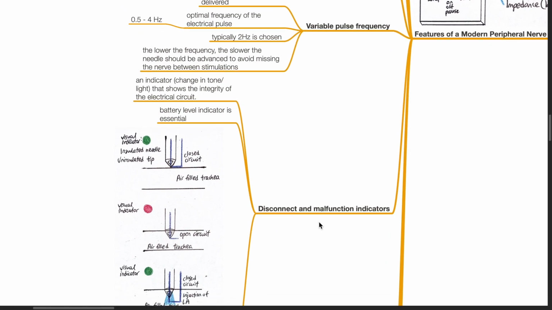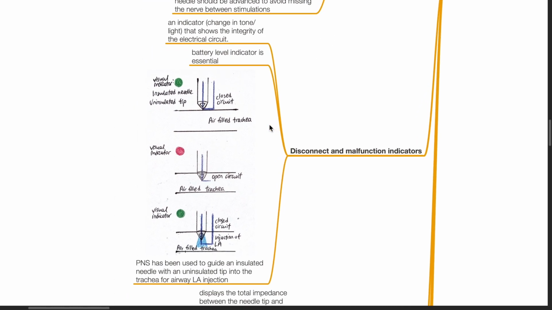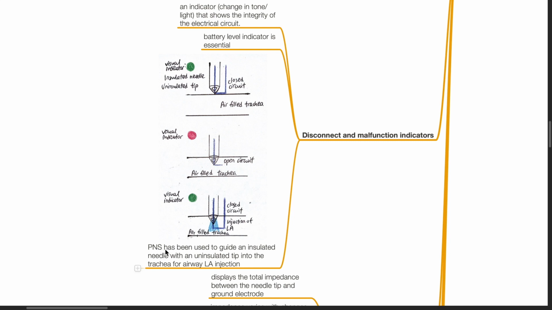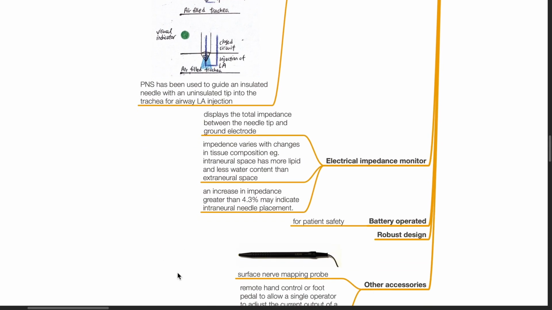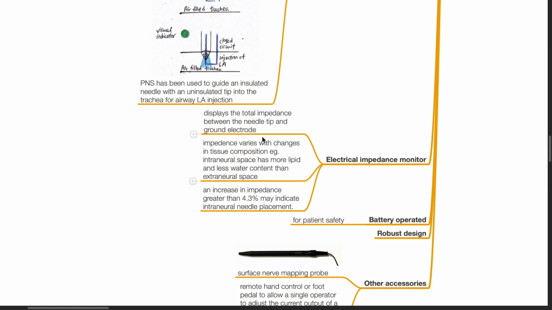Disconnect and malfunction indicators. An indicator which provides a change in tone or light shows the integrity of the electrical circuit. Battery level indicator is essential as well. Peripheral nerve stimulators have been used to guide an insulated needle with an uninsulated tip into the trachea for airway LA injection.